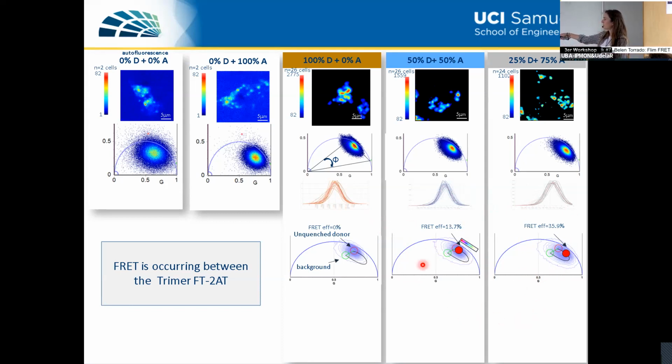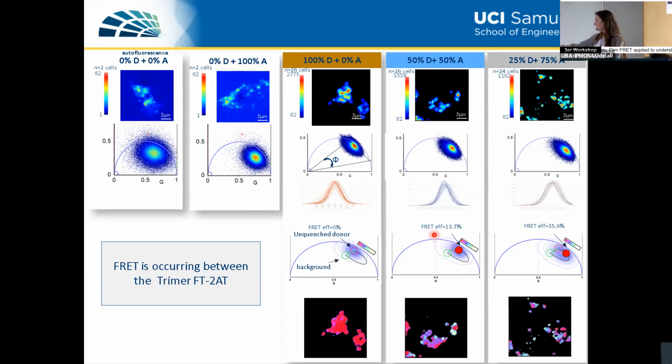And we color coded the intensity images with this distribution here with this scale. The unquenched donor is more red, and when FRET is occurring, it moves towards this white color, and you can see pixels of the image in both conditions with FRET occurring. So yeah, we could see that there was FRET occurring between those trimers.